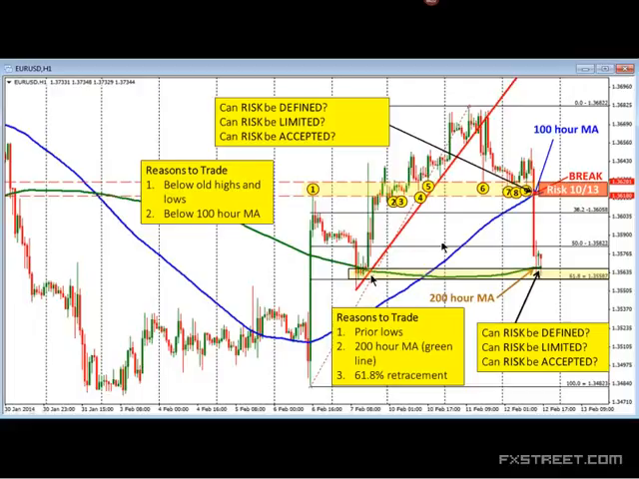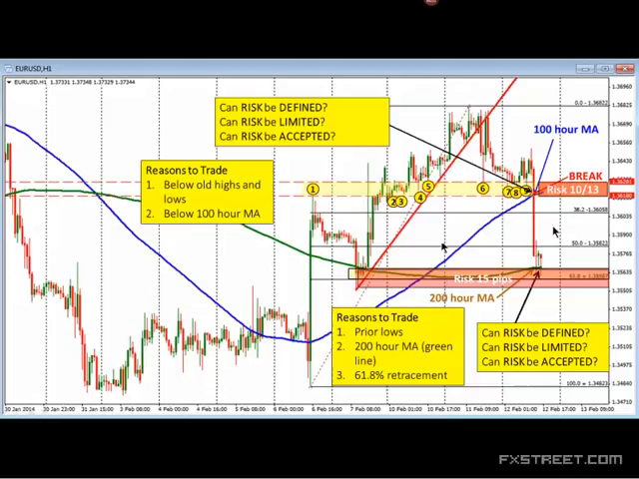So can risk be defined? Yes, risk can be defined right here, 15 pips. Risk can be limited. If the market goes and breaks below this level, what do you lose? 15 pips. What do you win? I don't know. The white area is unknown. I don't know how much I'm going to win, but all I know is I risk 15 pips. If I make 15 pips to the upside, I'm going to be okay.